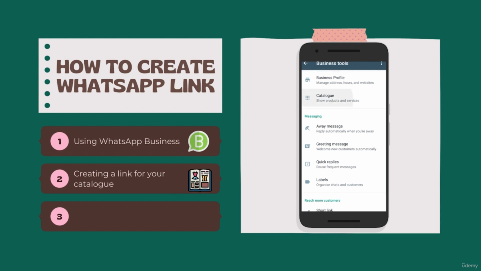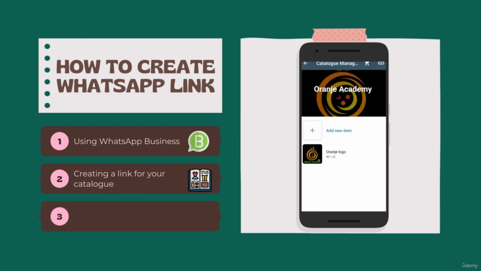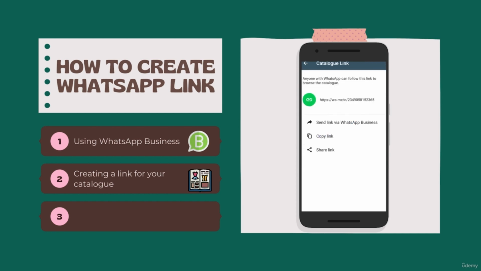So you click on go back to catalog page, you tap on the top right section that shows a link button, then you can easily copy the link. Once you copy the link, you can post this link anywhere you want, and once anybody clicks on the link, it's going to be taken directly to your WhatsApp catalog.